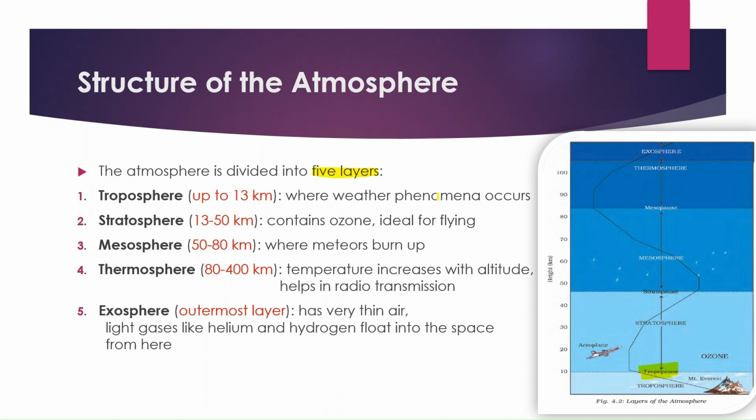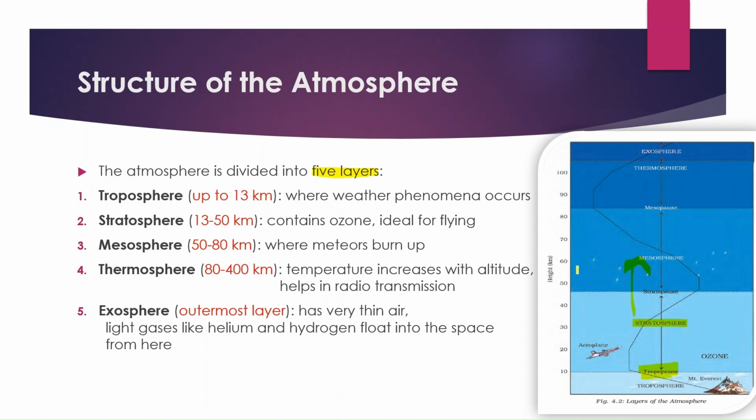The next layer, as you can see in this picture, is stratosphere. It is just above the troposphere and it extends up to 50 kilometers. It is mostly calm and clear, making it ideal for aeroplanes to fly. This layer also contains the ozone layer, which protects us from the sun's harmful rays.